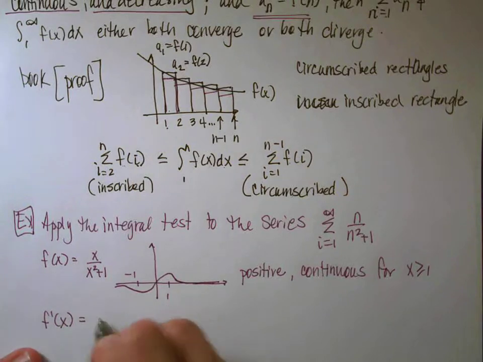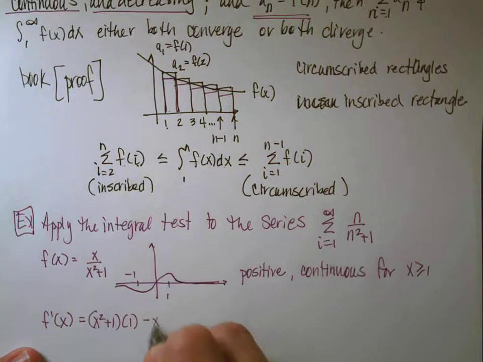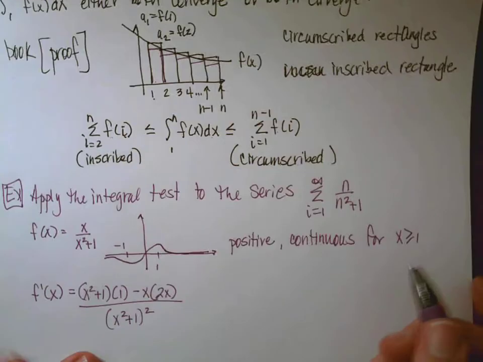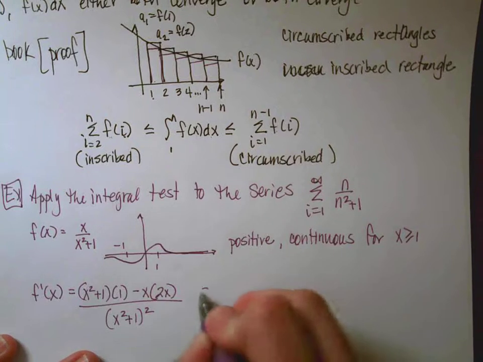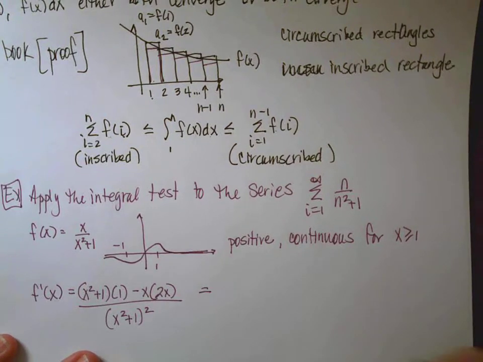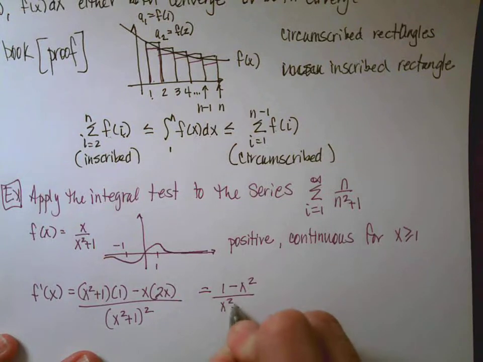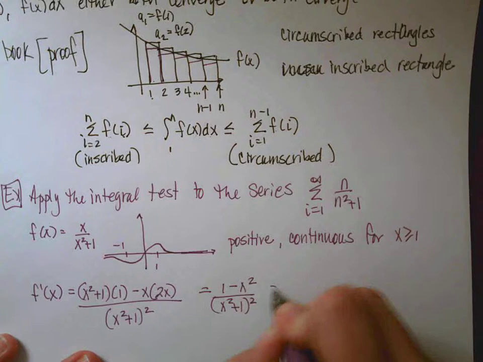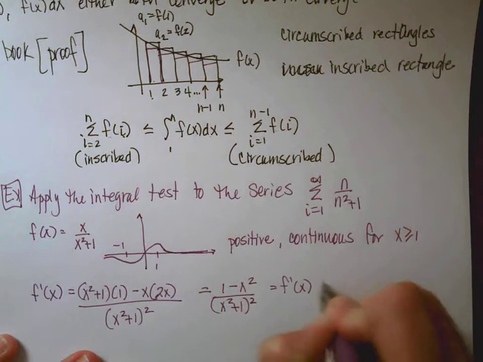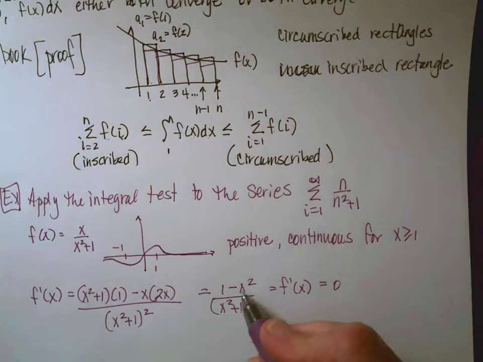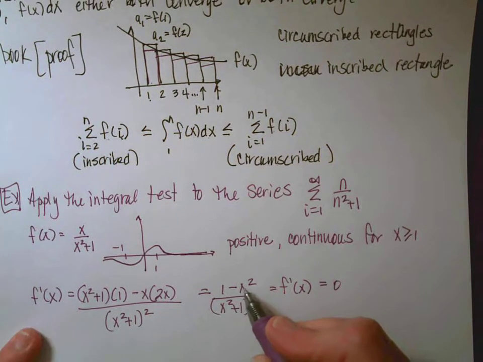So f prime of x, because it is the quotient rule, is going to be low times the derivative of the high minus high times the derivative of the low, all over x squared plus 1 quantity squared. So there's my derivative. If I simplify and clean it up, I'm going to get 1 minus x squared over x squared plus 1 quantity squared. And this is my derivative. And I want to set it equal to 0 so that I can solve.